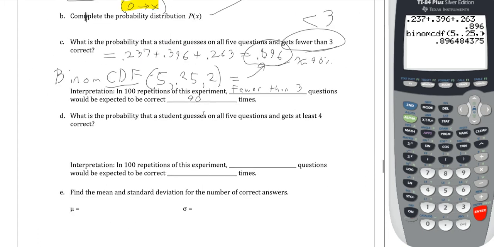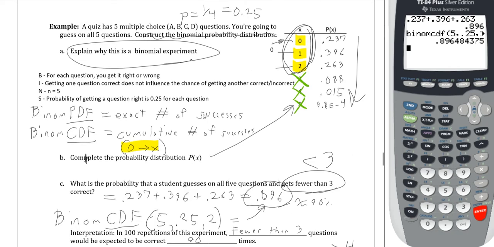All right, let's do another one. What is the probability that a student guesses on all 5 questions and gets at least 4 correct? All right, so at least 4. At least 4 means greater than or equal to 4. So in order to do that, if I look at my table here, at least 4 means 4 or 5.